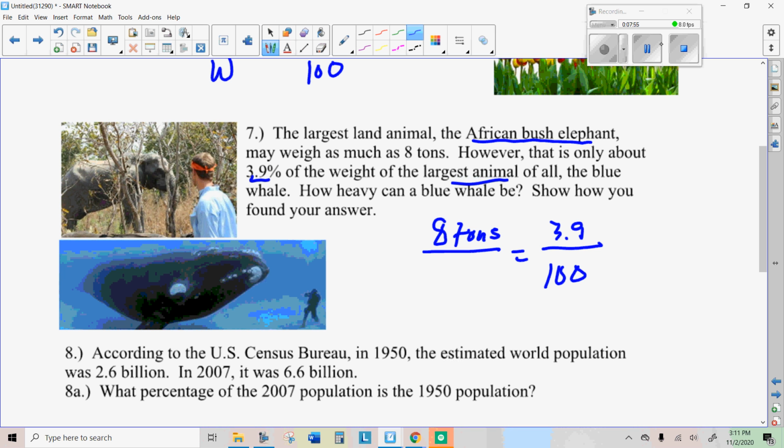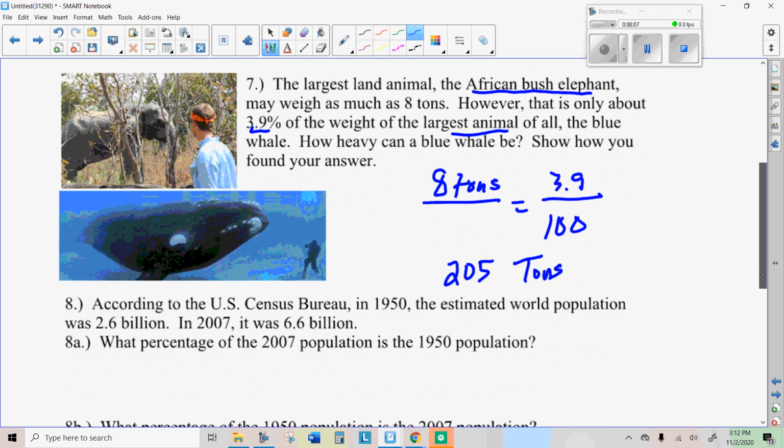All right, you do the math, see if you got it right. If you did that right, you got about 205 tons. That's how much a blue whale weighs.